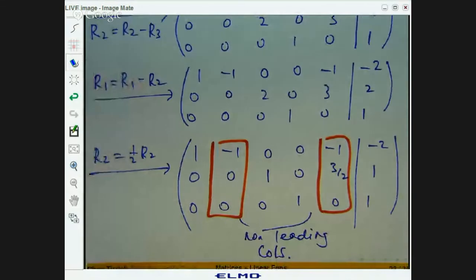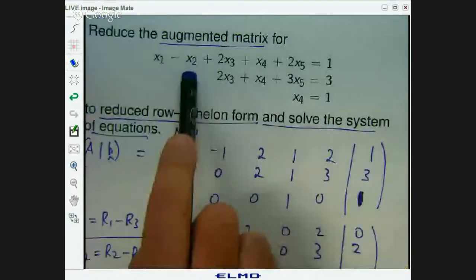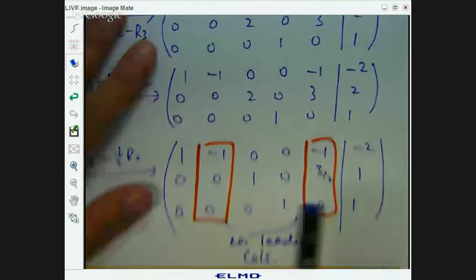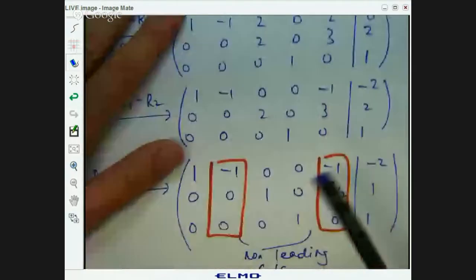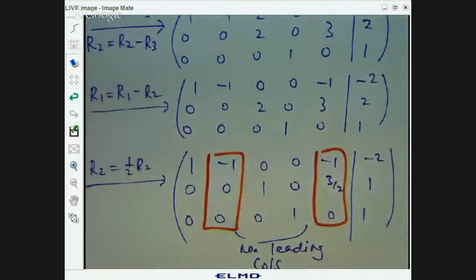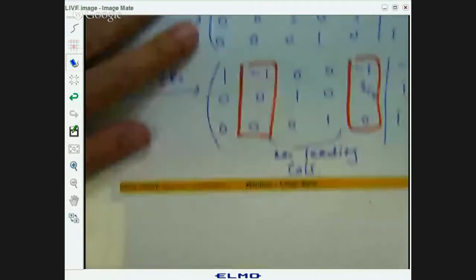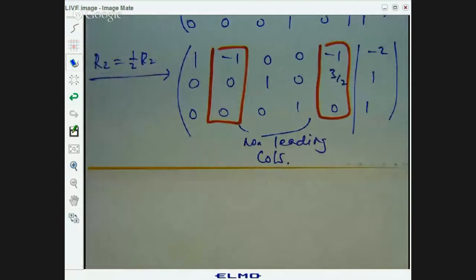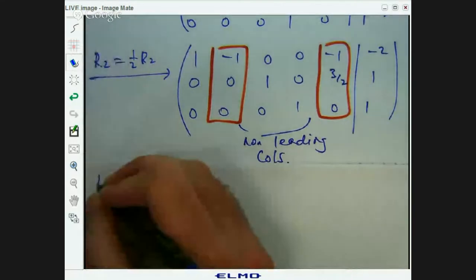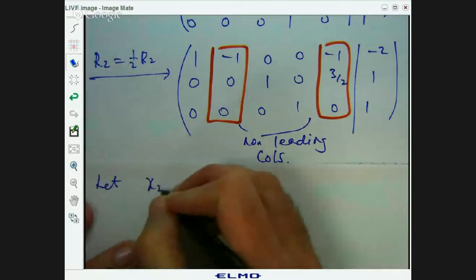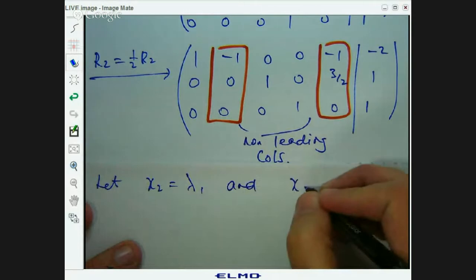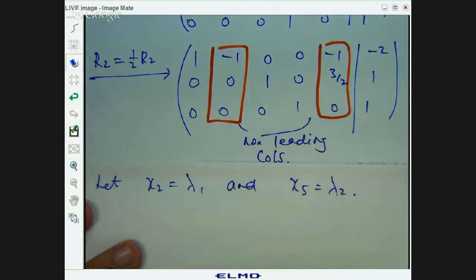All right, now this column is associated with the coefficients of x2, and this column is associated with the coefficients of x5. So we're going to introduce some parameters here, and then we'll be able to solve our system, and we'll compare it back with what we've done. Okay, so I'm going to say let x2 equal lambda 1 and x5 equal lambda 2.